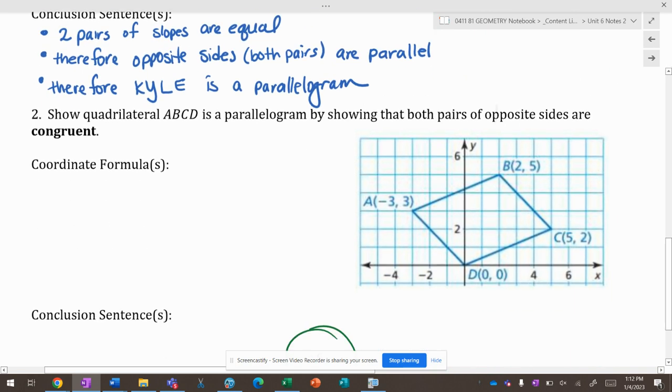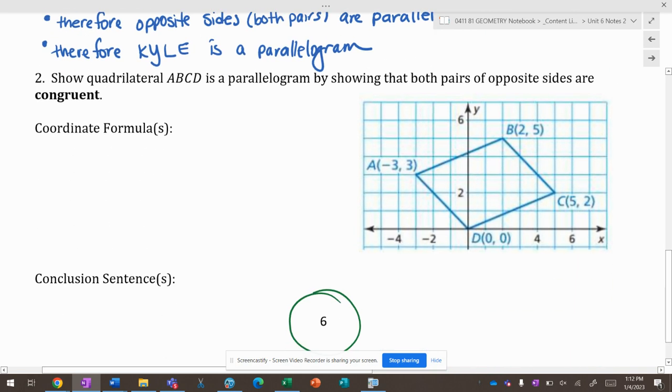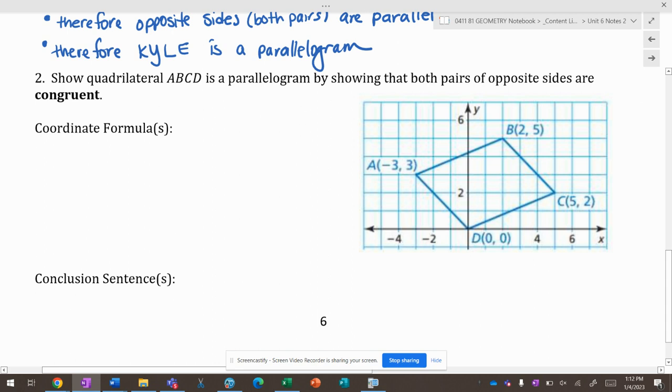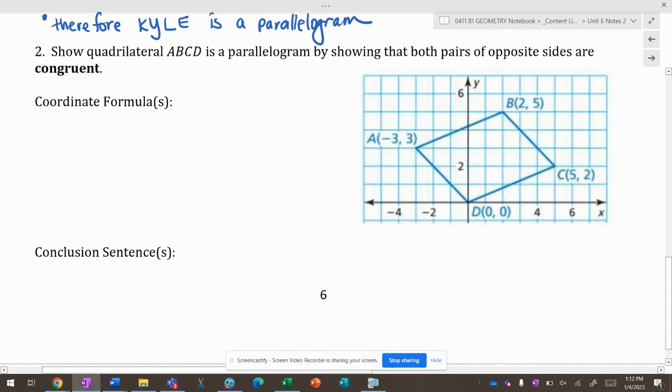All right, we're going to do one more. Now, what we just did is one way of proving something's a parallelogram. There are 4 different ways. We're going to show 2 of them. Option 1 is that things are parallelograms if you can show that opposite sides are parallel. Option number 2 is you can show that something's a parallelogram by showing that both pairs of opposite sides are congruent, are equal in length.